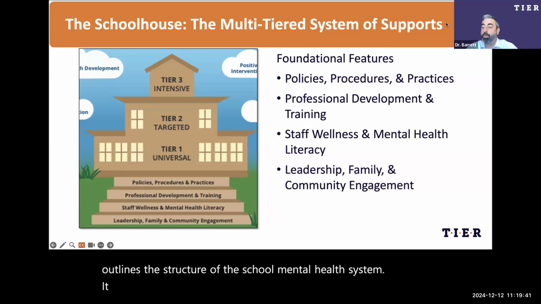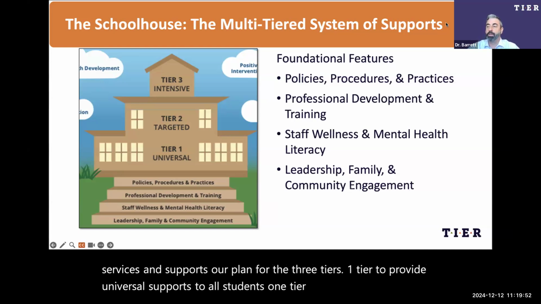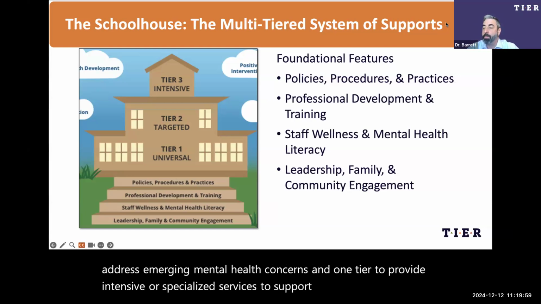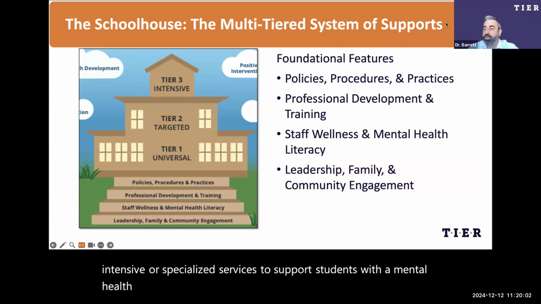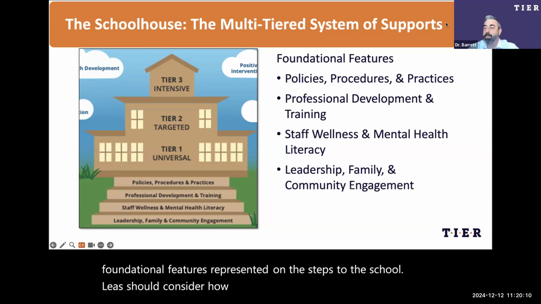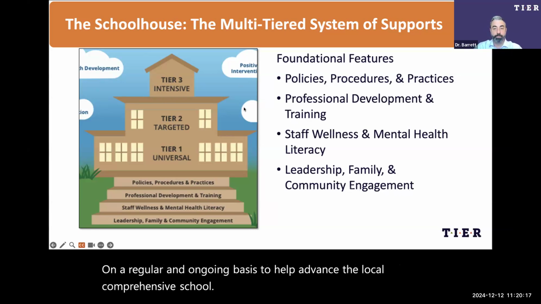It draws from a public health approach, and MTSS identifies that our services and supports are planned for the 3 tiers. 1 tier to provide universal supports to all students, 1 tier to intervene early and address emerging mental health concerns, and 1 tier to provide intensive or specialized services to support students with a mental health disorder. The MTSS is strengthened by the foundational features represented on the steps to the school. LEAs should consider how each of the foundational steps are addressed on a regular and ongoing basis to help advance the local comprehensive school mental health system.